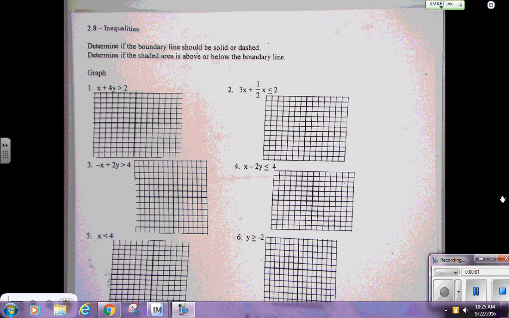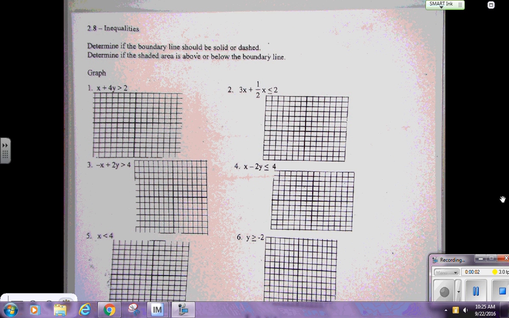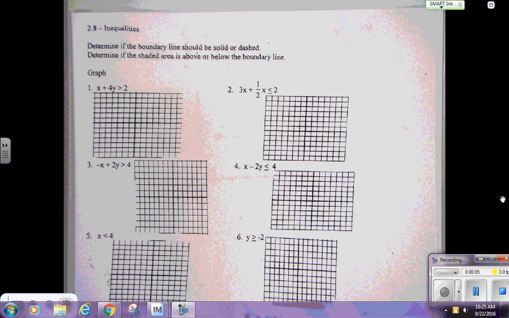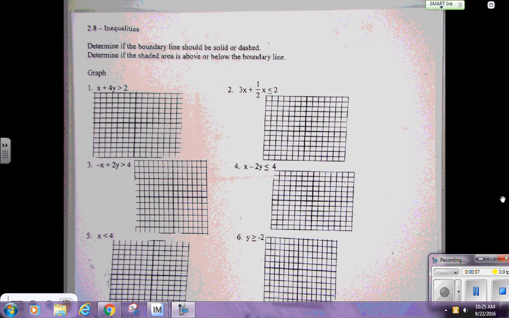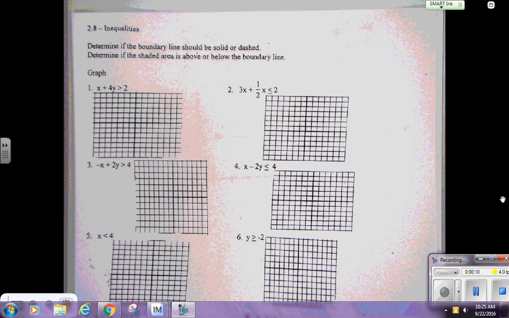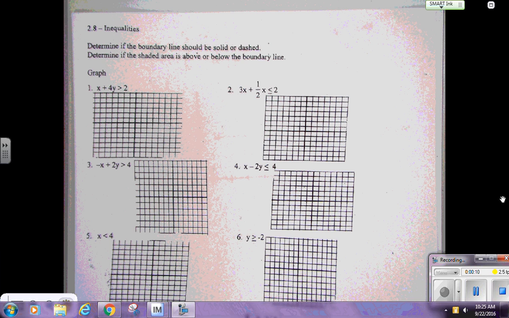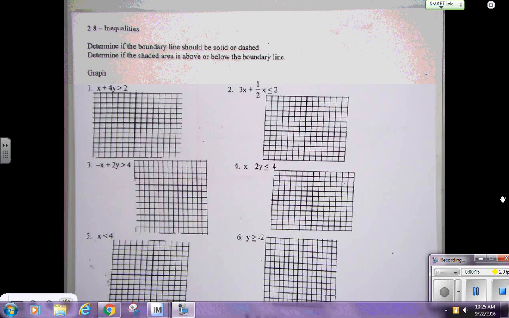Okay, so this section is over graphing inequalities and then shading the region that makes a true statement. So first we're going to determine if the boundary line should be solid or dashed. And then we're going to determine if the shaded area is above or below the boundary line, or inside or outside the absolute value shape.